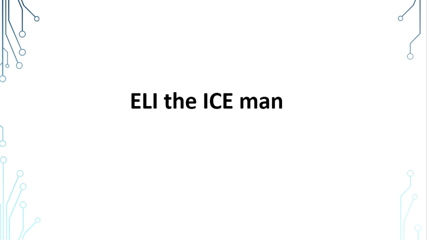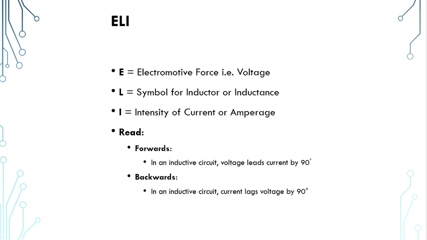We can look at a scope pattern. If we know which one of our channels is hooked up to the voltage and which one's hooked up to the current, we can tell whether it's an inductive or a capacitive circuit, or a more inductive or more capacitive circuit, simply by looking at the scope trace. We'll use ELI and ICE of ELI the ICEman. We'll use ELI first. The E is the symbol for electromotive force, or our voltage. L is the symbol that we use for an inductor or inductance. And I is the symbol that we use for intensity of the flow of current, or our amperage.